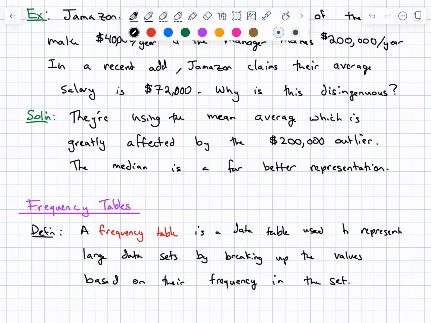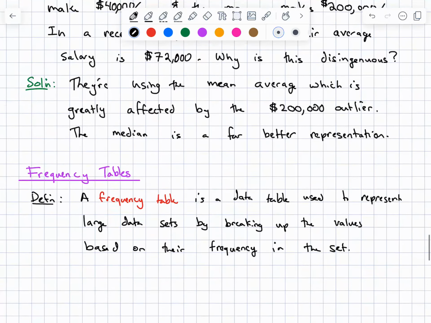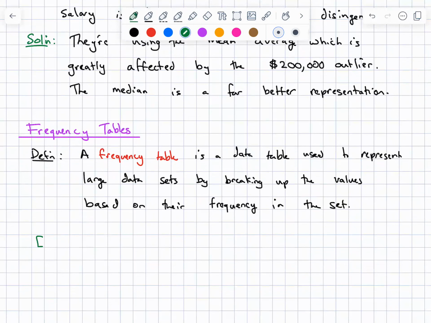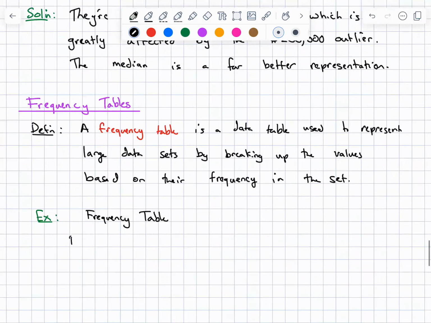The frequency table is usually useful when there's a lot of repeated data values. So for example, I'm going to show you the data set and the corresponding frequency table. Example. So here's the frequency table. It has data value and then frequency.